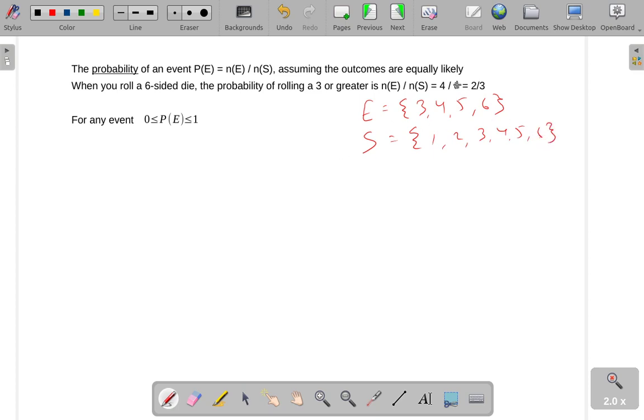So the probability of getting a 3 or greater is going to be 4, that's the number of outcomes in this event, divided by 6, the number of outcomes in our sample space. And of course we could reduce that down to 2/3.